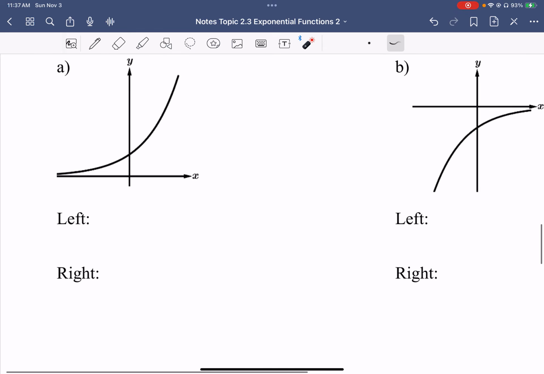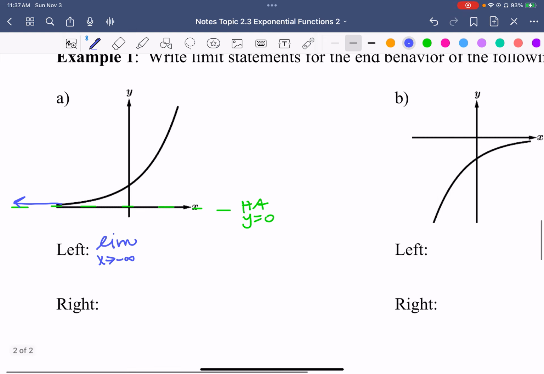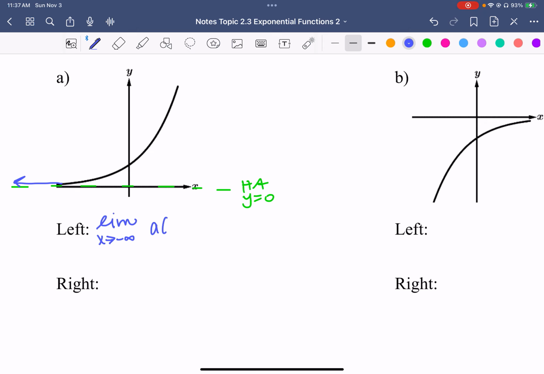So here I see that I have a horizontal asymptote at y equals 0. And I see that this graph on the left is going to continue hovering over the horizontal asymptote. Okay, so for the left limit, I'm going to say the limit as x approaches negative infinity. And then this didn't give me a name. Usually they'll say this is the graph of f or something, but they didn't. So I'm just going to use the general form for an exponential, which is a times b to the power of x. So on the left side, it is approaching 0.